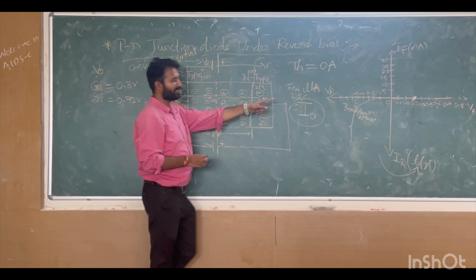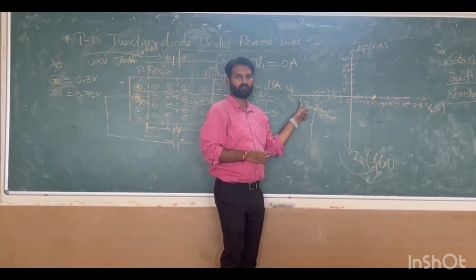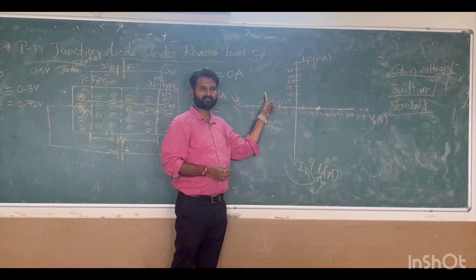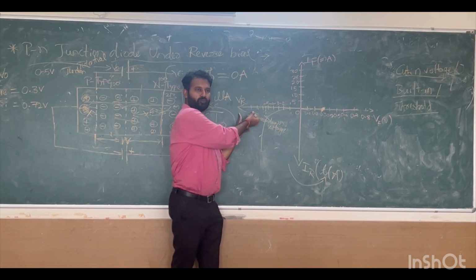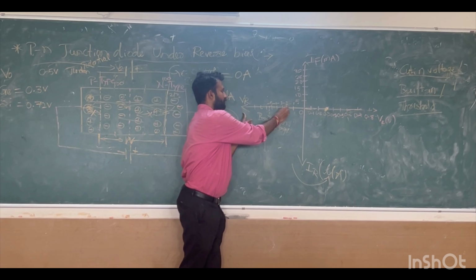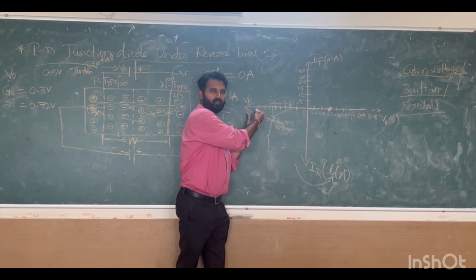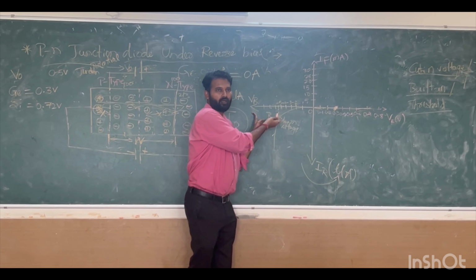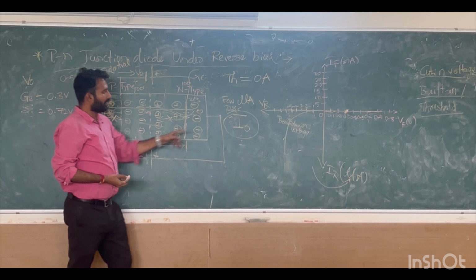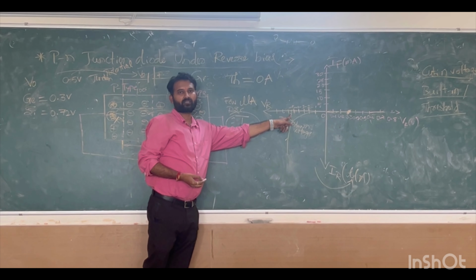What I am doing on the x-axis, this side: first quadrant, second, third, fourth. This is first, this is second, this is third. What am I doing here? I am increasing the reverse potential. Reverse means this negative potential. Focus here. I am increasing the negative potential.